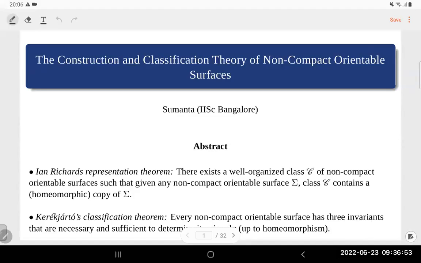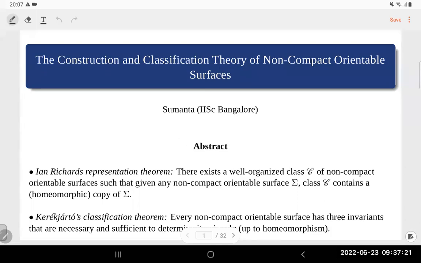All right. So today I'm going to present the construction and classification theory of non-compact orientable surfaces. This will be a basic, introductory-level talk, and I will not go through the proofs. Rather, I will say in and around what the proof is and what the idea is. The main references I already mentioned in the abstract section.